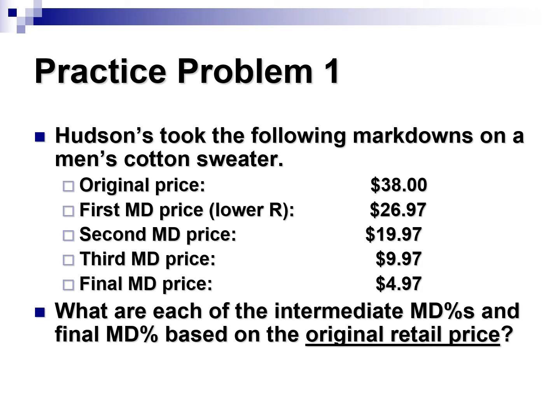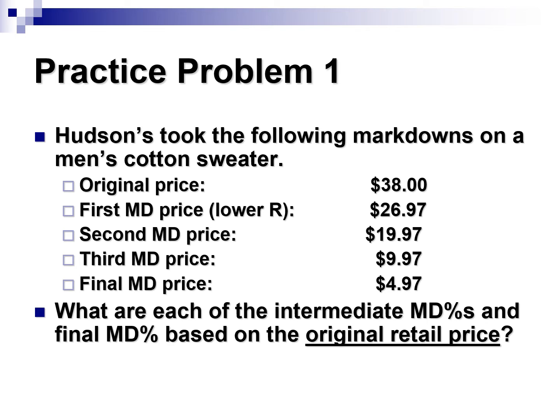All right, so let's do one practice problem. We're just going to do a series of markdown percent calculations here. Hudson's took the following markdowns on a men's cotton sweater. So this store is taking a series of markdowns on a men's cotton sweater. The original price was $38. The first markdown price basically means its lower price. First lower price is 26.97. The second markdown price, that means second lower price, is now 19.97. Third lower retail price was $9.97. Final lower retail price was $4.97.